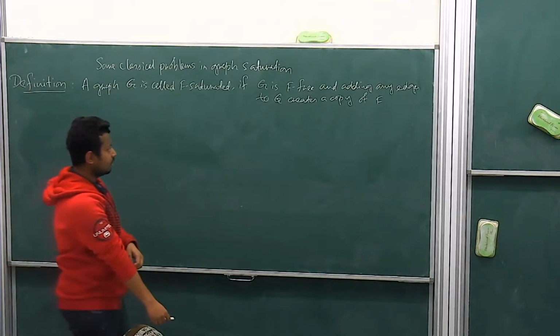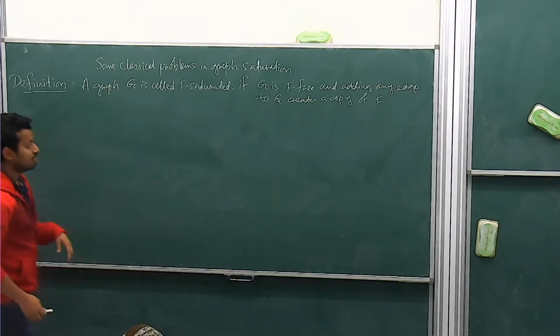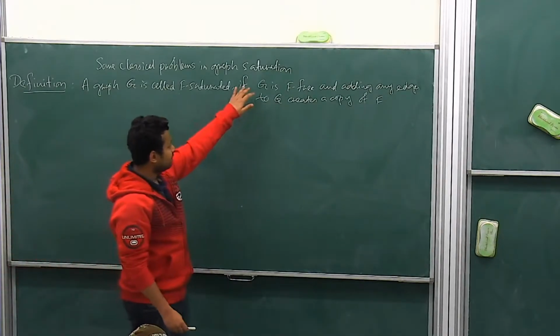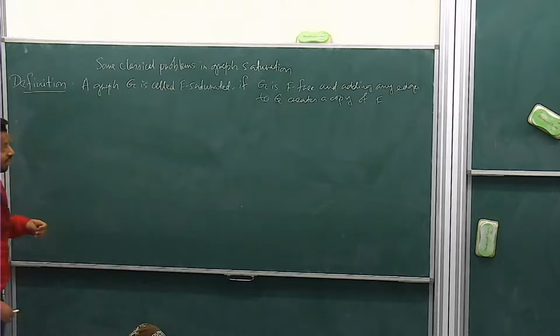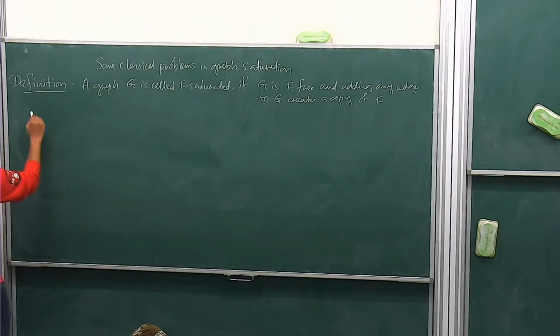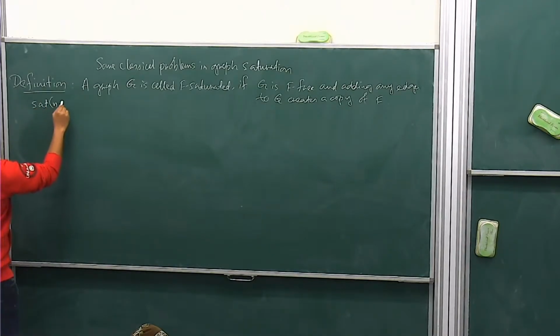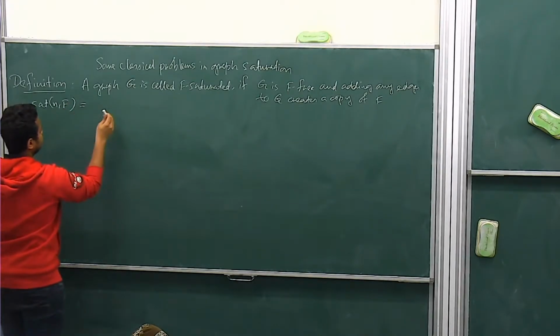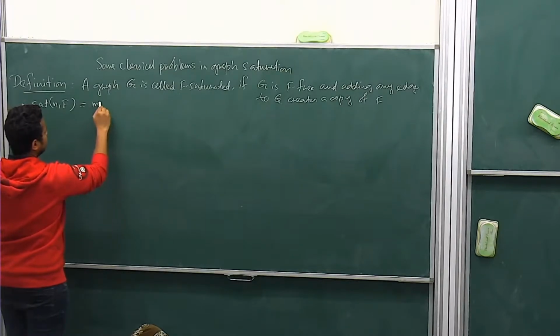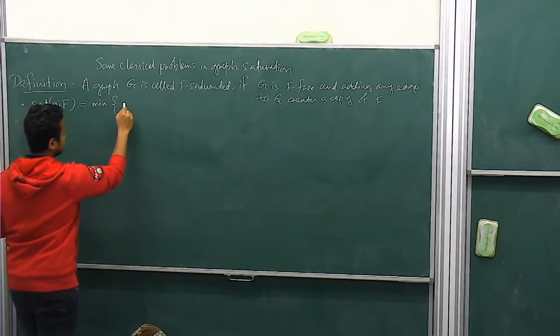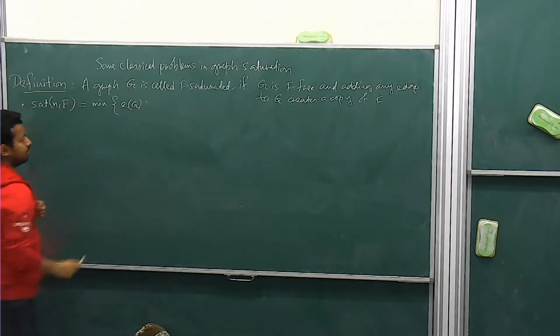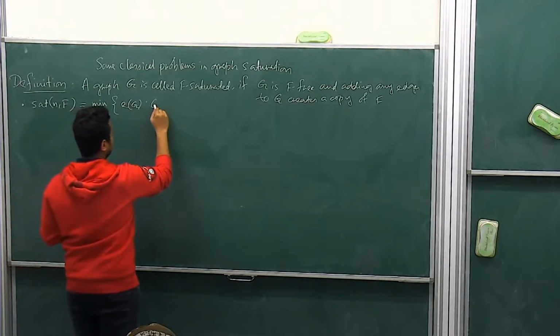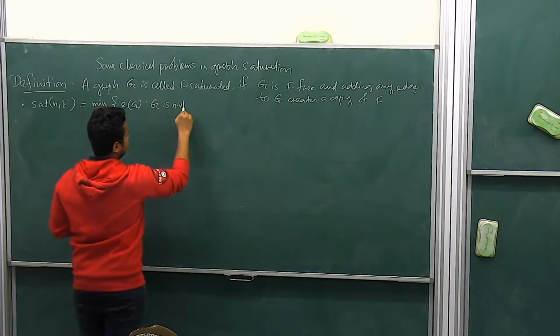Not induced free, F free. There is no subgraph of G which is isomorphic to F. And we care about this function called sat(n, F), which is defined to be the minimum number of edges, where e(G) denotes the number of edges in G, in an n vertex F saturated graph.